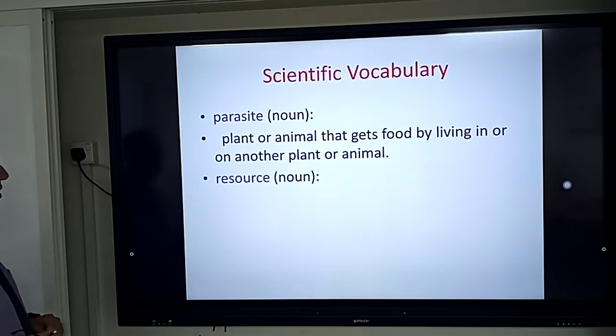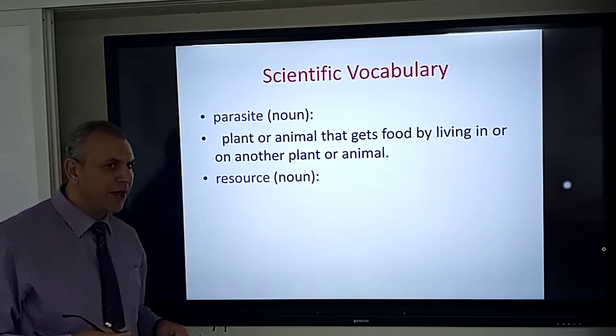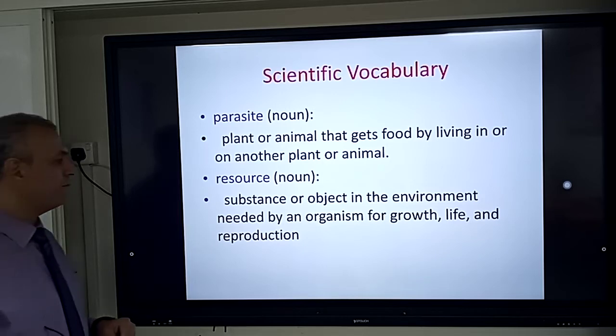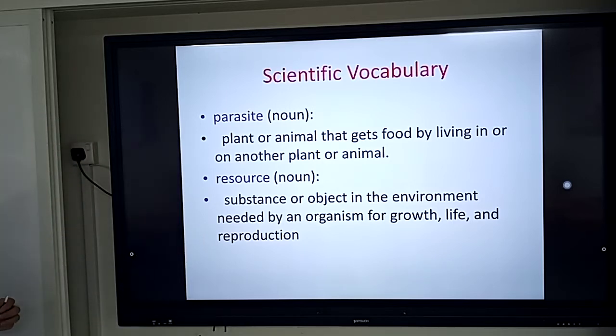Resource. What is the meaning of resource? Resource is a noun. It means a substance or material or object in the environment needed by an organism for growth, life, and reproduction. Resource is a substance or object in the environment needed for the survival of the living things. Okay?